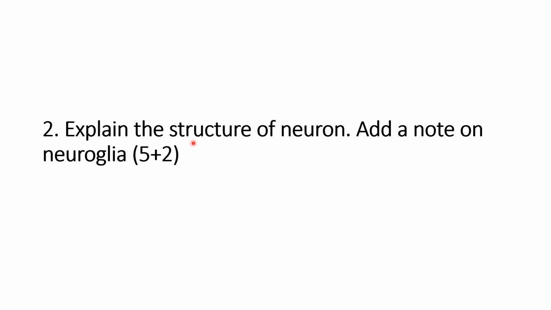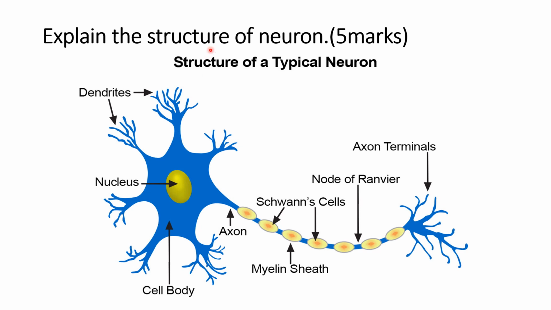Explain the structure of a neuron. Add a note on neuroglia. 5 plus 2 marks, total 7 marks. Coming to the first part of this question, that is the structure of a neuron. Here you can see the structure of a typical neuron. You have to draw this picture in your answer sheet.